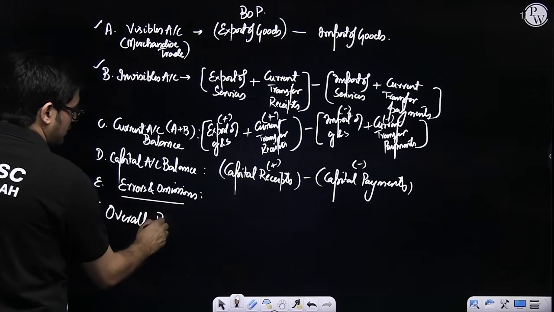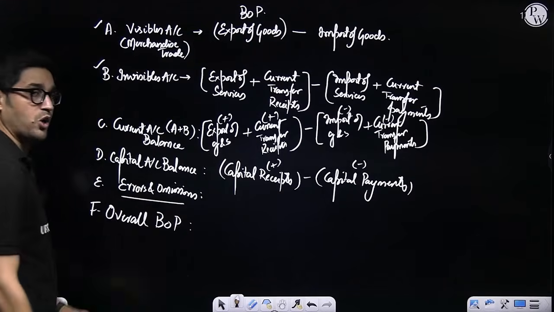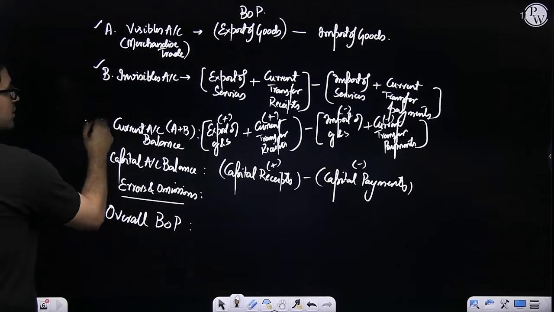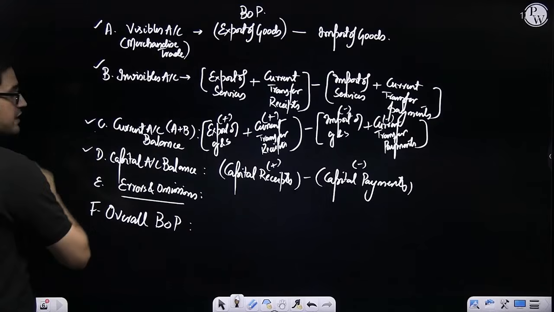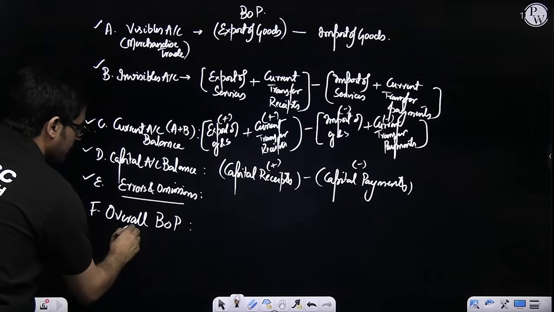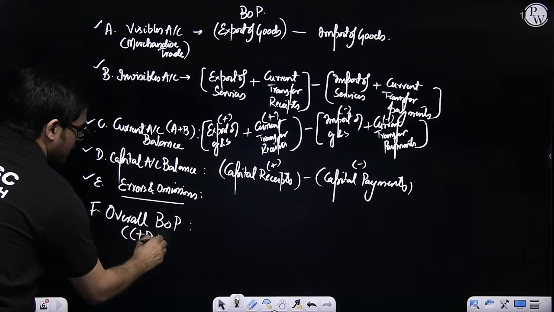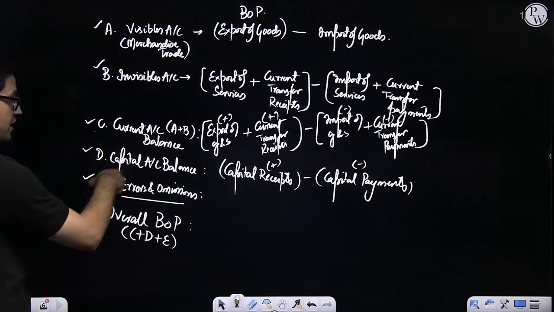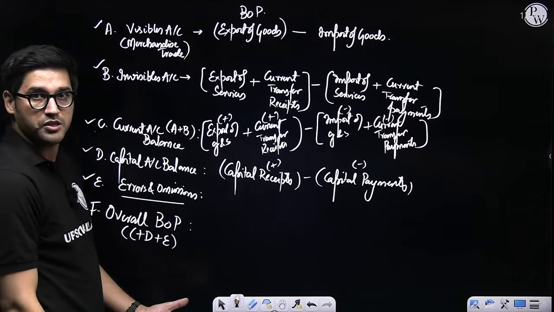Overall balance of payments. And what will overall balance of payments include? It's very simple now. It is going to include the current account balance plus the capital account balance plus errors and omissions. This will always be C plus D plus E. C means current account balance, D means capital account balance, and E means errors and omissions.